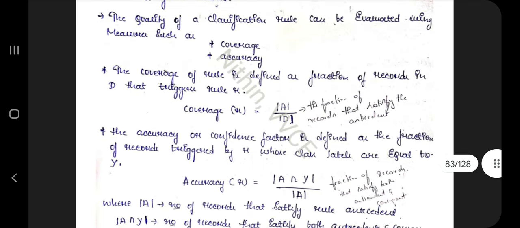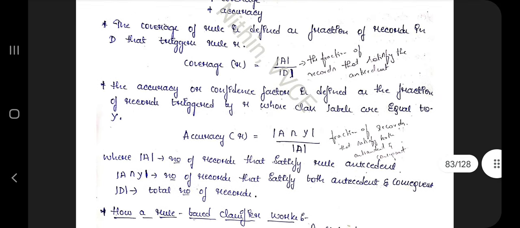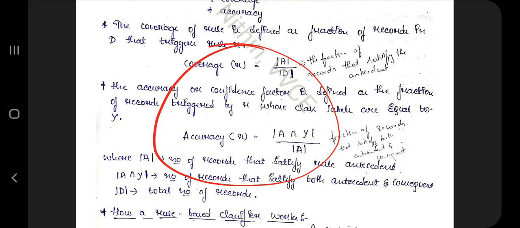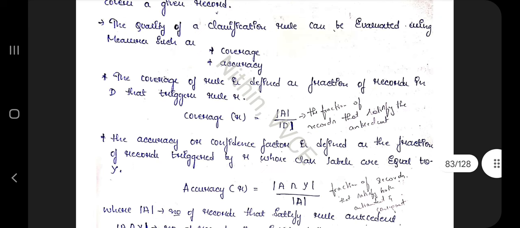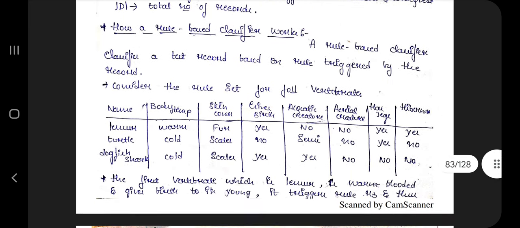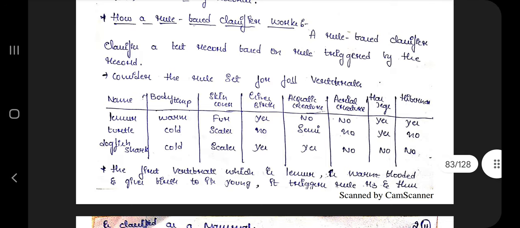If I show you here, these are the formulas which we'll be using: the fraction of records that satisfy and do not satisfy, accuracy and coverage. You can go through it, what the technical difference is between them. I'm just giving the top overview of what it is. So how does a rule-based classifier work?